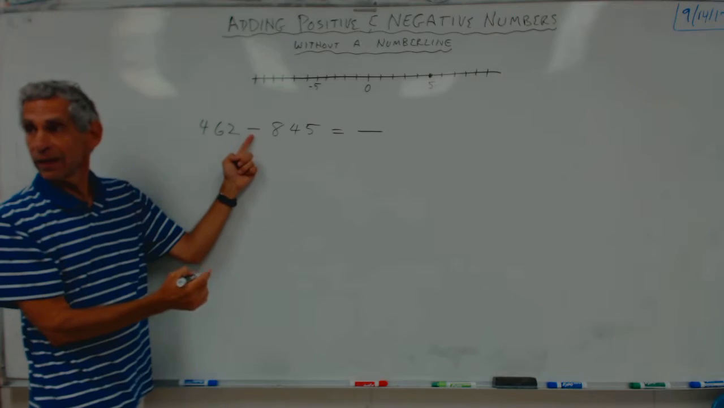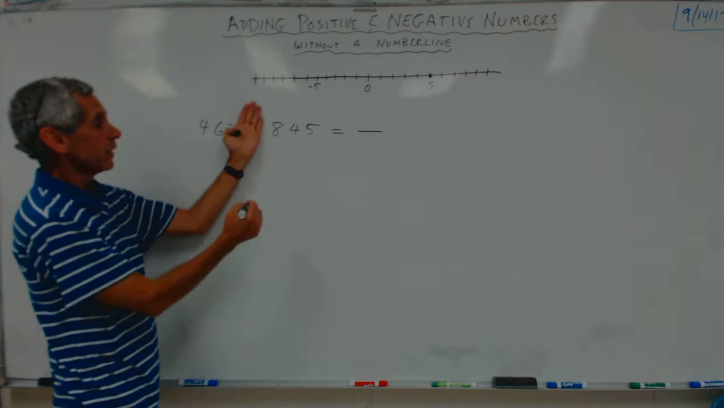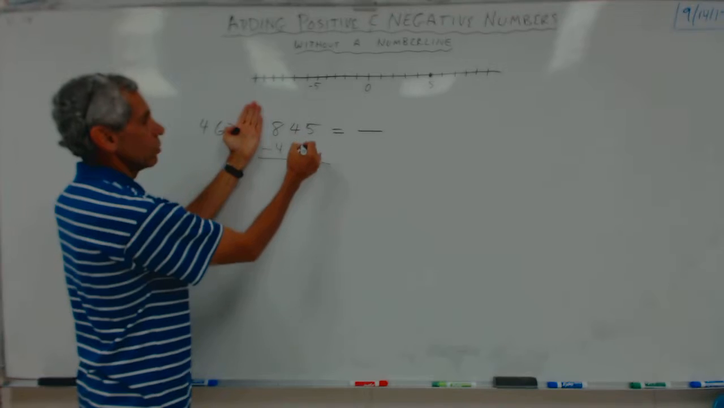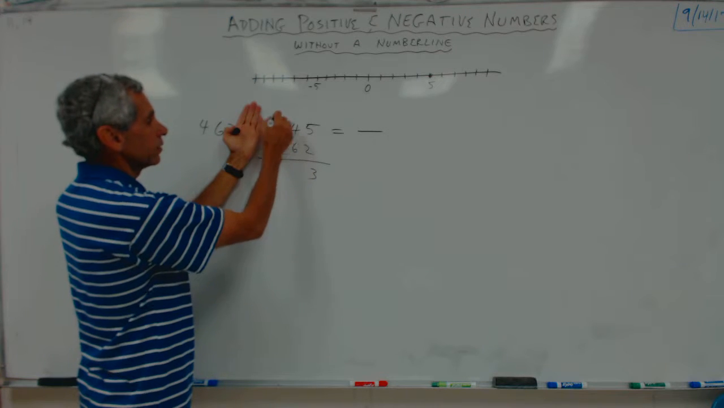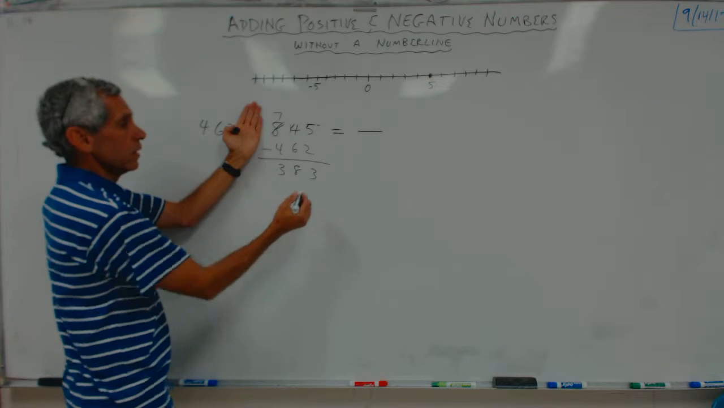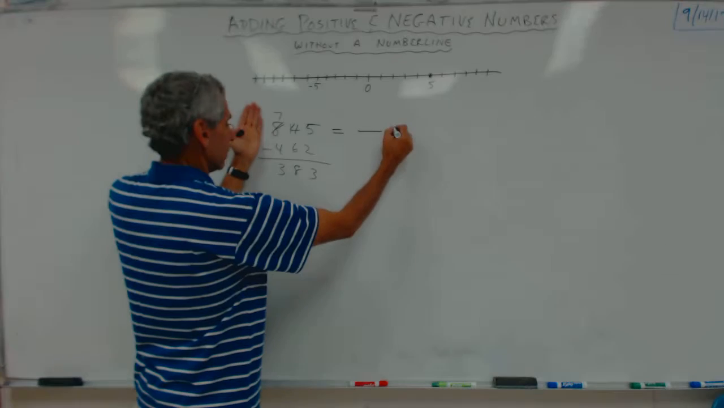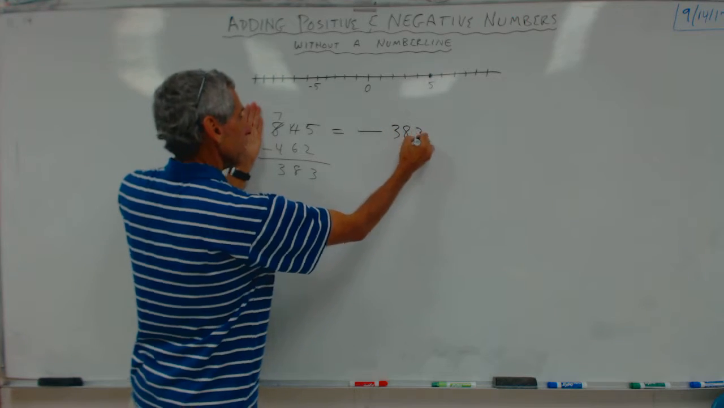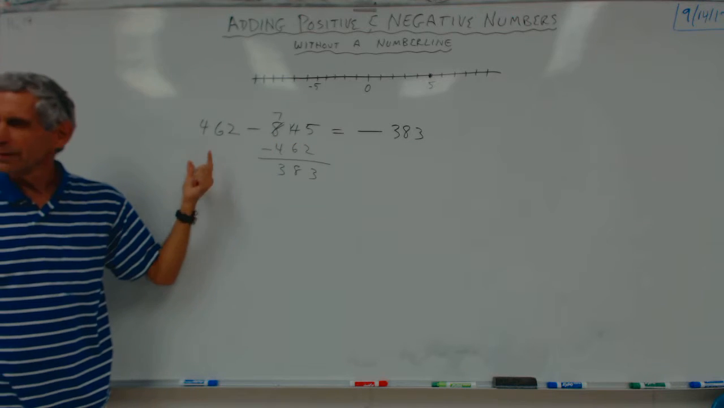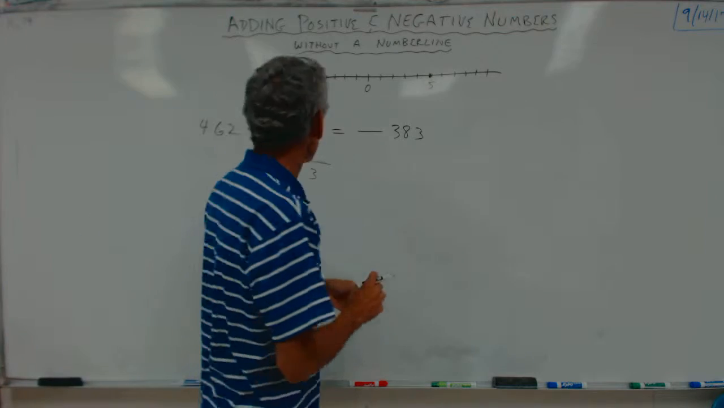So I'm going to hide this negative sign, right? And I'm just going to subtract 462. Right? So that's going to be 3, that's going to be a 7, 14, 8, and then 3, right? So suddenly I know it's going to be negative 383. Has to be negative because I'm taking a bigger number away from the littler number. Does that make sense?